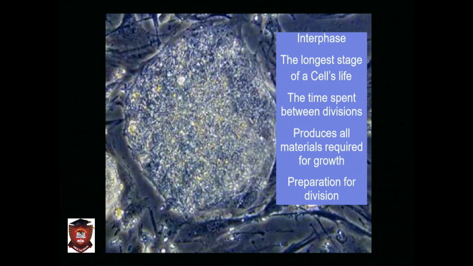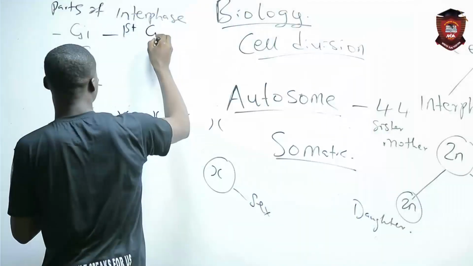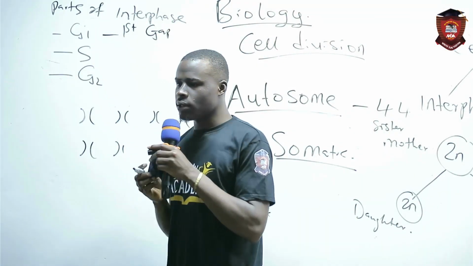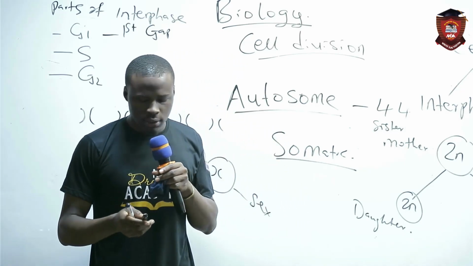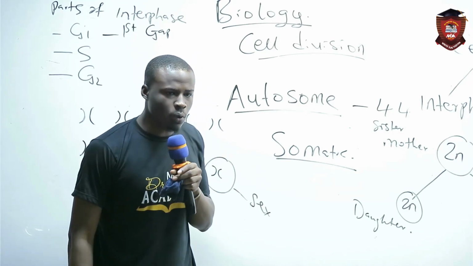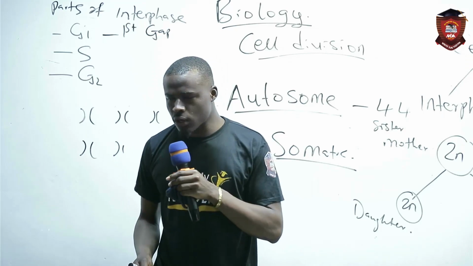Now let's go to G1 phase. In this G1 phase, what happens is DNA replication. The G1 phase is called the first gap phase. In case of your exam, the G1 phase is called the first gap phase. G is gap. The most important thing that happens in this phase is DNA replication. Are we following?